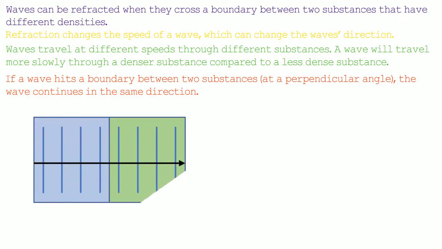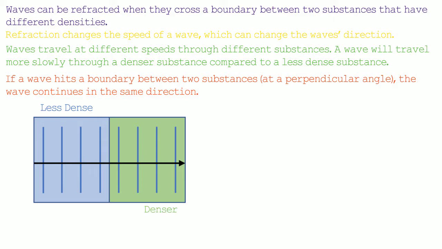We have a diagram that shows this. Here we have waves which are indicated by the blue downwards arrows. The wave is travelling from left to right, which is indicated by the black arrow. We have two substances, which is the light blue and the light green. The light blue substance is less dense than the green substance, which is denser.